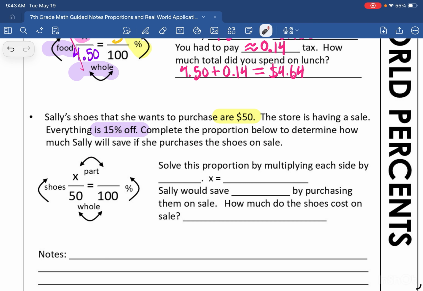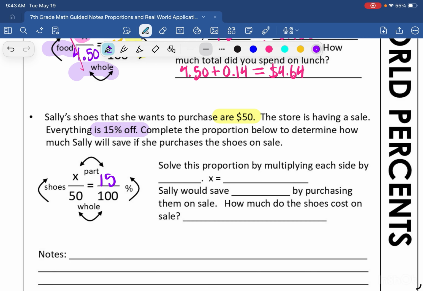Complete the proportion below to determine how much Sally will save if she purchases the shoes on sale. So it already has my shoes here on the left. So my part shoes is what I'm trying to figure out. My whole shoes means what they cost when they're not on sale. It has my percents here on the side. On the right, it has my whole percent. And then it tells me that it's 15% off. So that's going to go in the numerator here on the right-hand side.